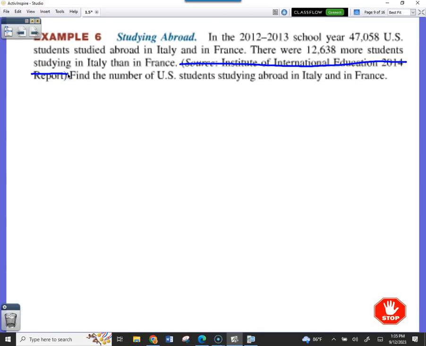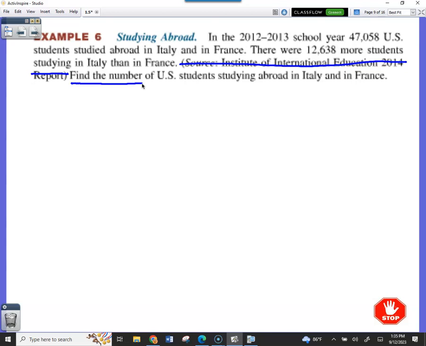Find the number of U.S. students. This is relevant. This is telling us they want the U.S. students studying abroad in Italy and in France. And as Jack pointed out, the question is a little bit ambiguous. They're saying how many went to Italy, how many went to France. So what do you think will be my variables?